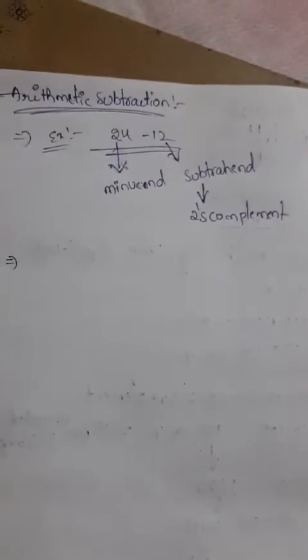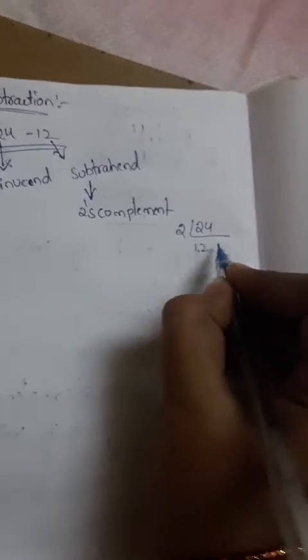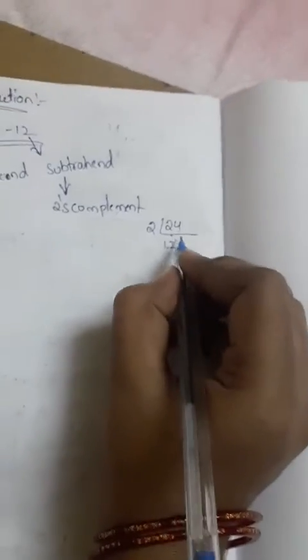One example: 24 minus 12, right? So 24, we need to convert to binary first. 2 12s are 24 and the remainder will be 0. 2 6s are 12, remainder 0. 2 3s are 6 and the remainder will be 0. 2 1s are 2 and the remainder will be 1.